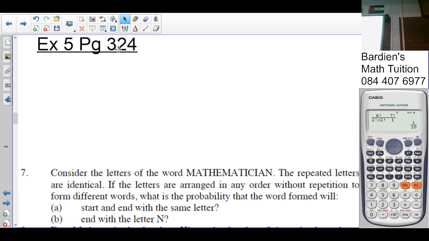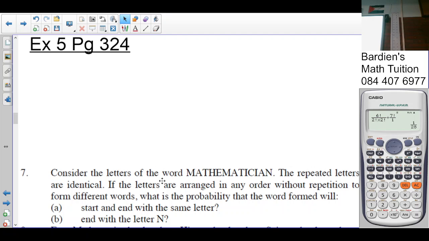Consider the letters of the word mathematician. The repeated letters are identical. If the letters are arranged in any order without repetition to form different words, what's the probability that the word formed will, in the first case, start with the same letter as it ends with?